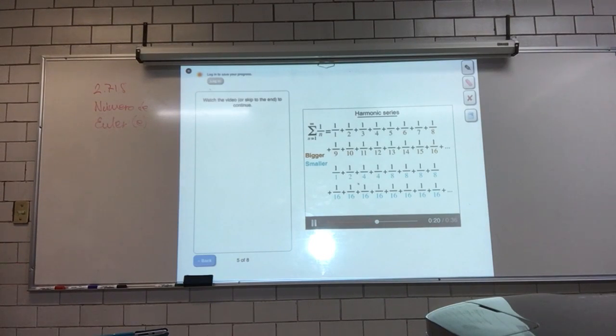Next, let's find out if this bottom series converges or diverges. We can combine the two 1/4 terms to make a half. We can also combine the 4 1/8 terms to make another half. And if you add up all the 1/16 terms in this series, what do you get?